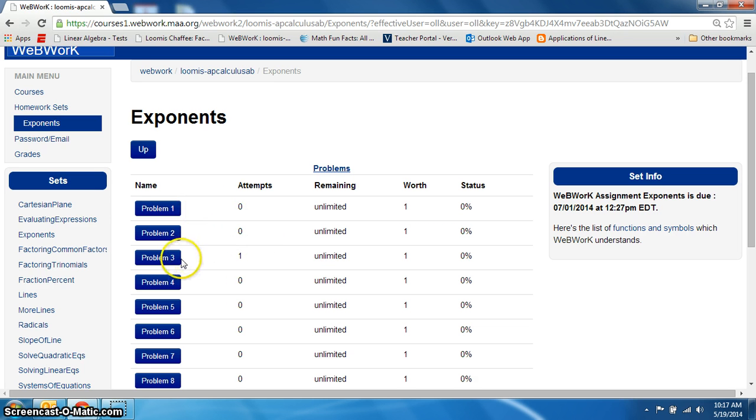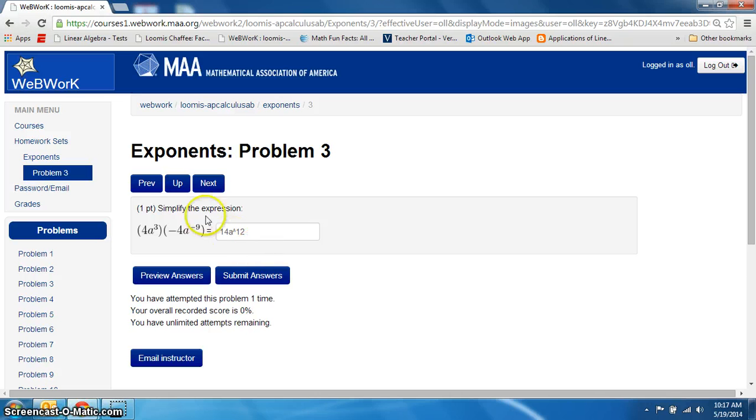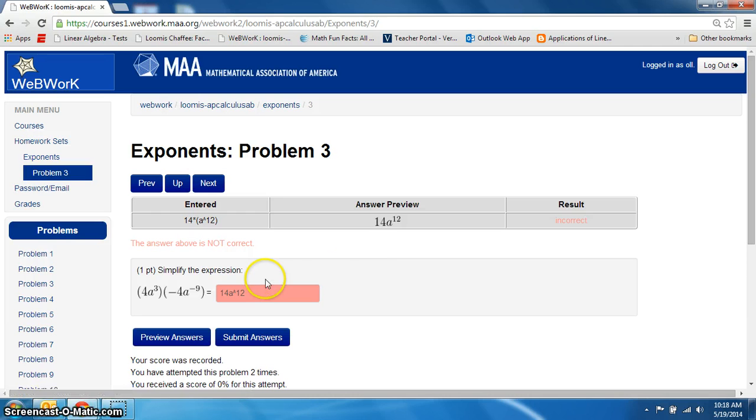So if I were to click on one of these problems, the problem has some directions, the actual question, and then a box where you can enter the answer. Once you enter the answer, you can submit it, and it will tell you whether the answer is correct or not. And please make sure you check what you wrote along with what the answer preview is.